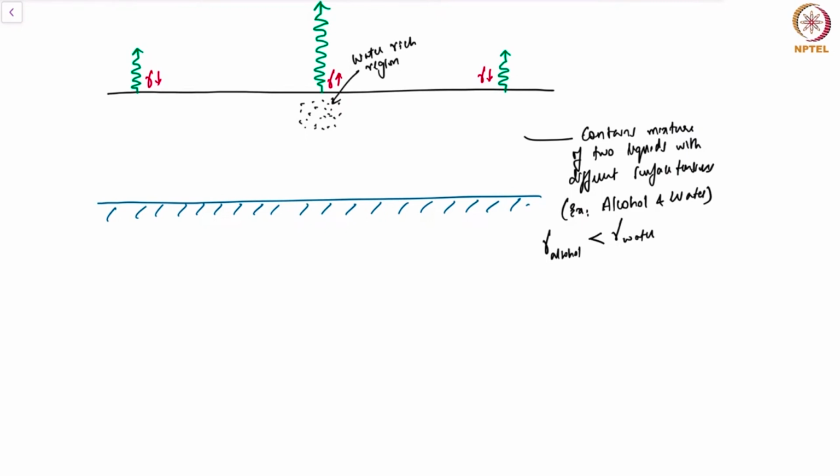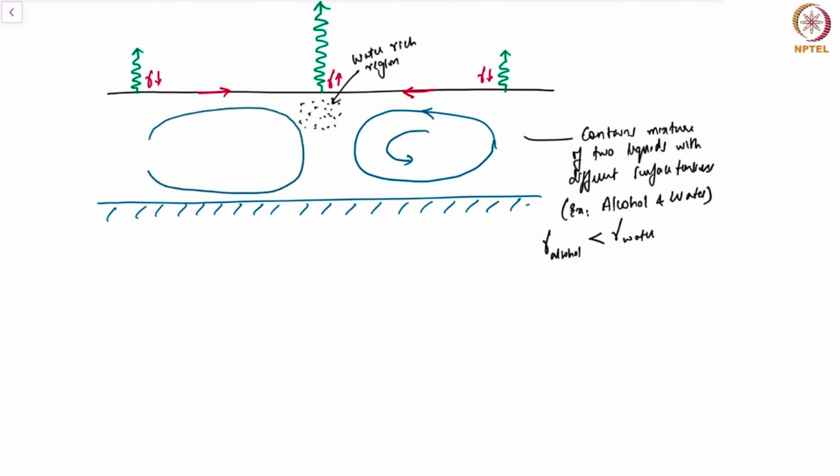This motion at the interface would go from regions of lower surface tension to higher surface tension. So it would have a motion this way, and as a result you would have a bulk motion set up in the following fashion. So again we see that this is an evaporation driven instability.